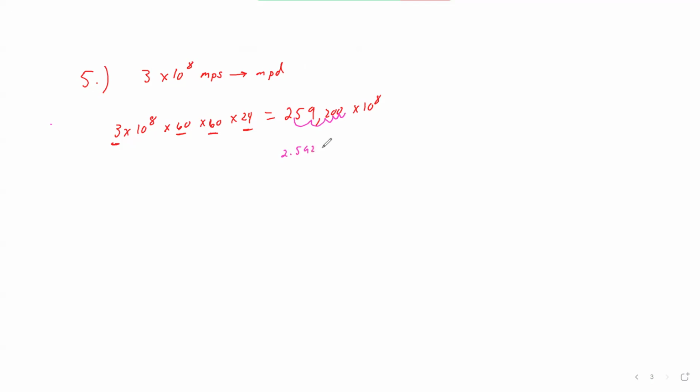2.592 times 10. Well, if I went to the left 5, what do I have to do with this 8? I went to the left, so I want to add. So now that becomes 8 plus 5, which is 13. Right? Yeah. And so that would be the answer. You're good.